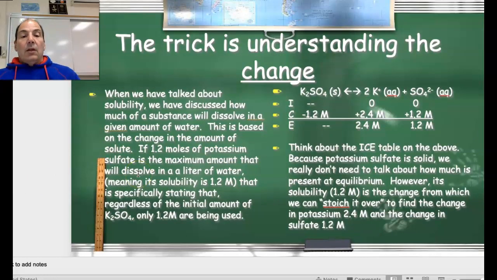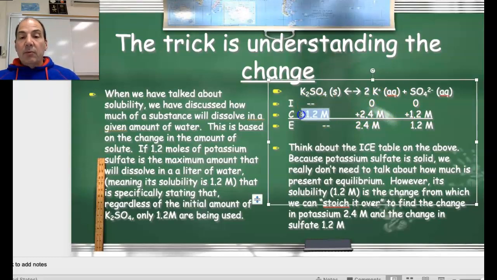So let's say we have a situation where we're told that 1.2 moles of potassium sulfate will dissolve in a liter of water to make a saturated solution. So 1.2 moles in a liter is 1.2 molar. So I'm putting it in molars. Now, when we talk about an ice table, we usually begin with I, the initials. Well, this is a solid. We don't care what its initial is. The products are starting at 0. But here's the key. I told you that the maximum amount of potassium sulfate that would dissolve was 1.2 molar.